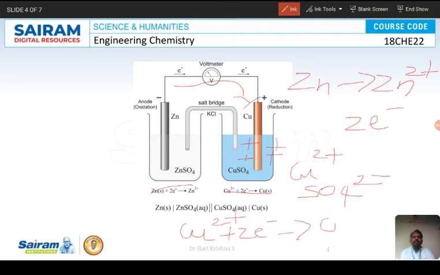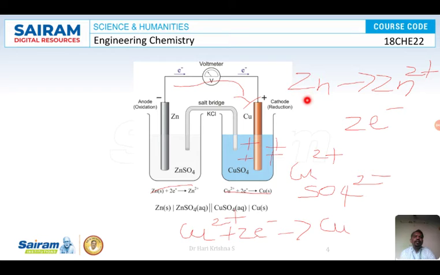to give Cu. So at the zinc electrode, zinc undergoes oxidation, losing two electrons to give Zn2+. This is called oxidation. If a metal accepts electrons, it is called reduction. In general, loss of electrons is called oxidation, and gain of electrons is called reduction. So zinc undergoes oxidation whereas copper undergoes reduction. This reaction continues as long as zinc is dipped in zinc sulfate solution and copper is dipped in copper sulfate solution.